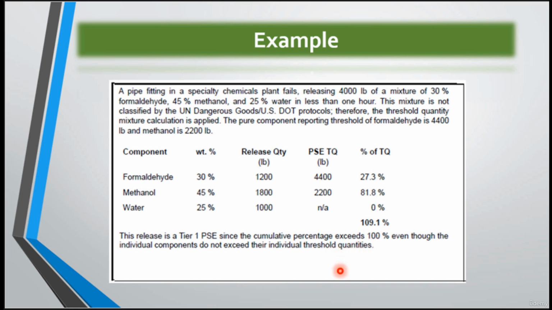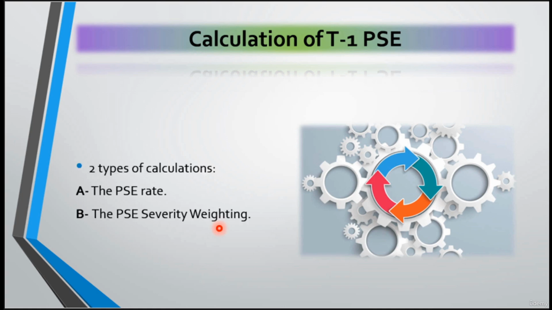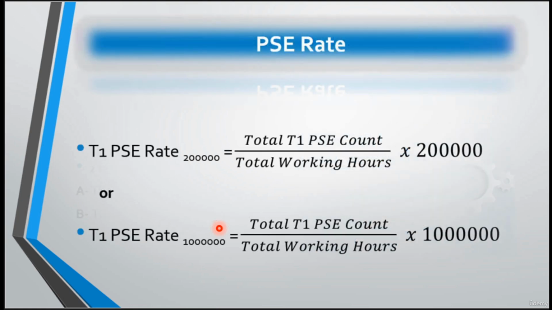So let's move on to the calculation of process safety events. Calculation can be made in two types. Number one is the PSE rate, and this is mandatory to be done, and the optional one is the PSE severity weight. Regarding the PSE rate, here we have two equations. The selection is up to the company.